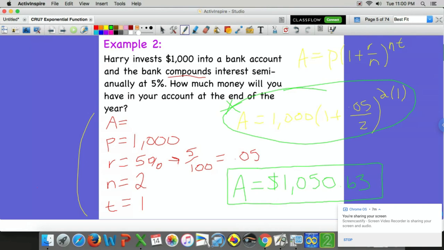Please remember on your homework tonight, if I had to guess where people are going to make the biggest mistake, it's going to be with the rate. Just remember that you have to change the percent to a decimal. In order to do that, you take your percent and divide it by, or put it over, 100, and it's going to spit out a decimal, and that decimal is what you actually use inside your formula.